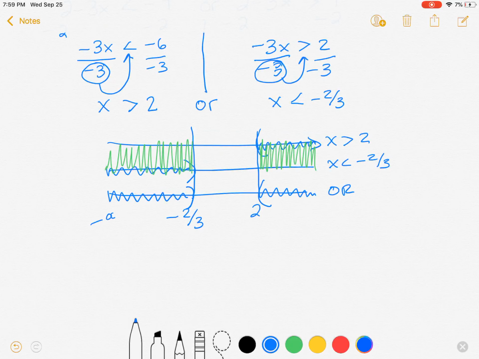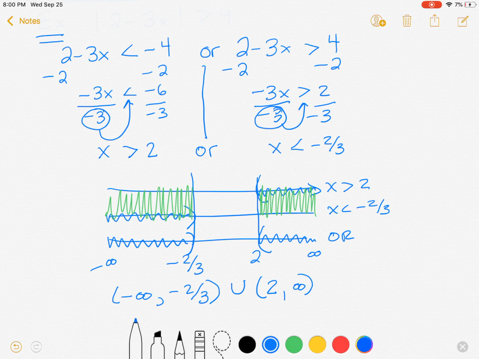So my interval notation, looking from left to right, is going to be from negative infinity to negative 2/3. Stop, skip some space. I'm going to pick up at 2, and I'm going to go to infinity. All right, I just wanted you to see that even though the negative is inside, you're still going to get a proper greater than absolute value graph.